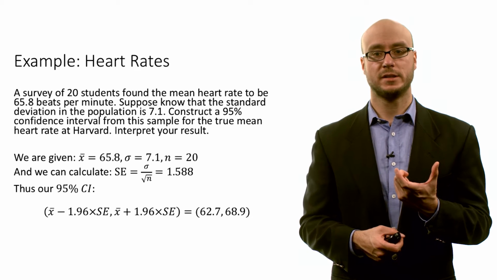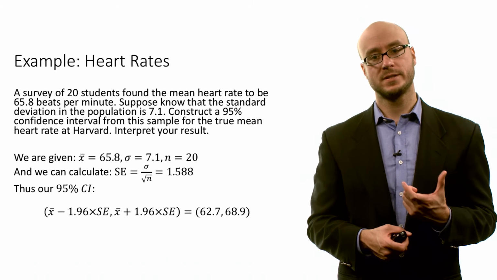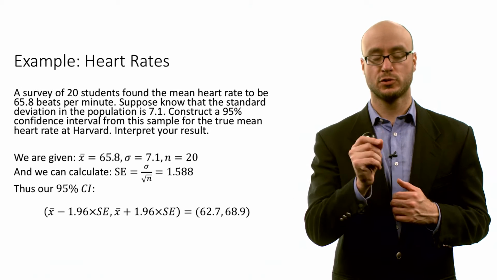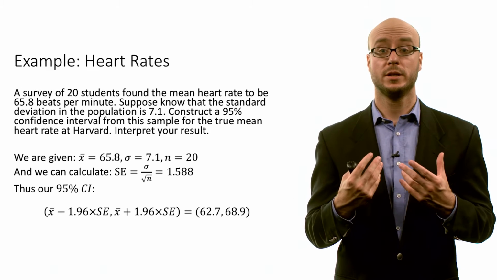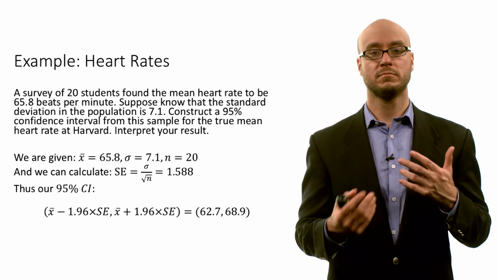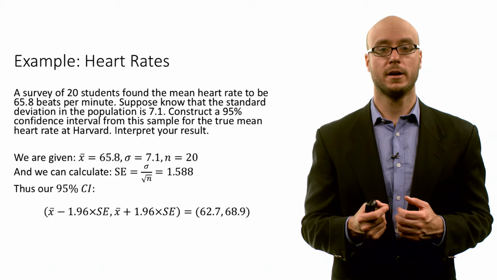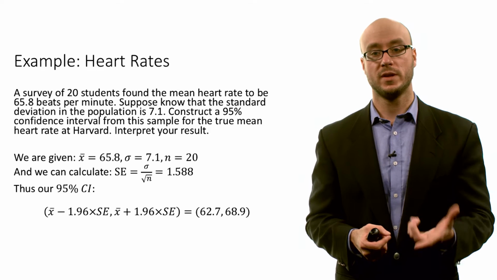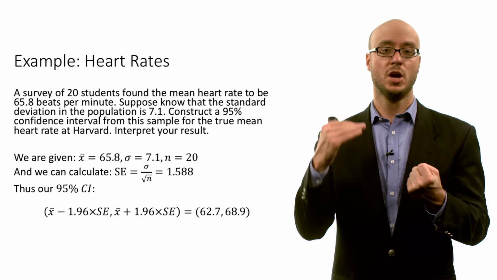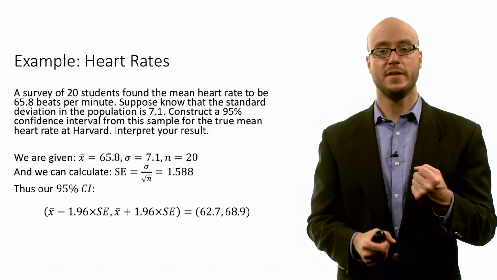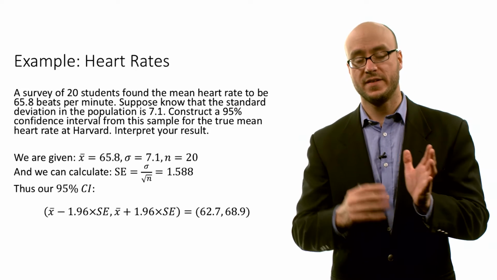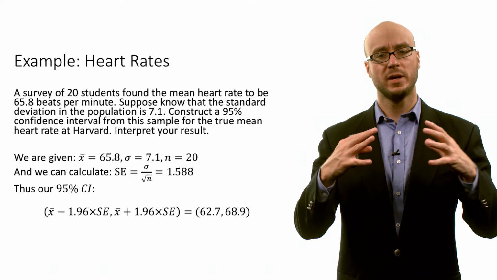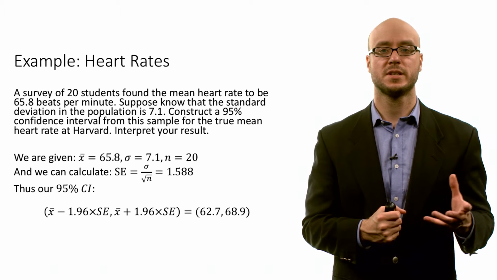So then we can just calculate a 95% confidence interval. With a 95% confidence interval, we want to capture 95% of the sample means around the true population mean mu, which we don't know. To do that, we can multiply the standard error by 1.96, both positive and negative values. So in effect, we take our sample mean and subtract 1.96 times our standard error to find the lower bound, and to find the upper bound, we take our point estimate and add 1.96 times the standard error. And we get this interval of 62.7 to 68.9.